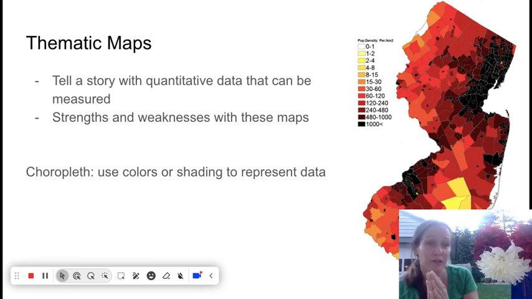Okay, so here's the first type of thematic map we're going to look at, and that's a choropleth map. And a choropleth map uses colors or shading to represent the data. So you see here, this is a map of New Jersey, and the darker it's colored in, the more dense, the more population there is there. So you can see in the urban areas, there's much more population. Look where Morris County is, look where Boonton is.